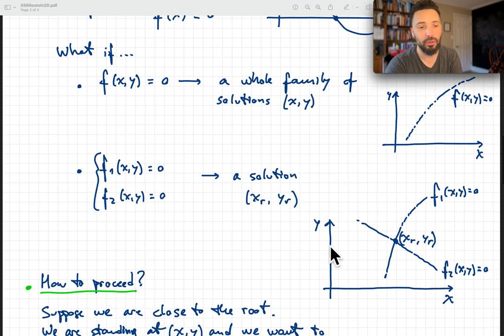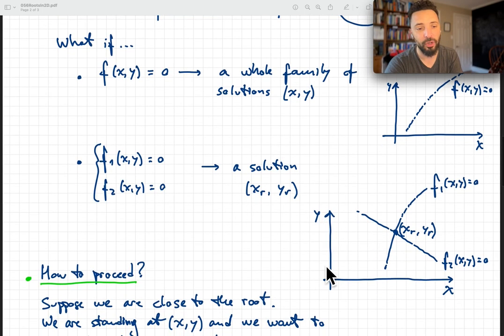Geometrically, that is a situation where you have the domain here being xy, and you have the two functions determining the two different curves where they vanish. So f1 of x, y equal to 0 will give you this curve here, and f2 of x, y equal to 0 will give you a different curve, and the point where both intersect is exactly the point that we're looking for, the point that gives you the root xr, yr.